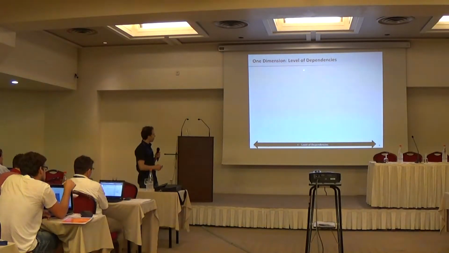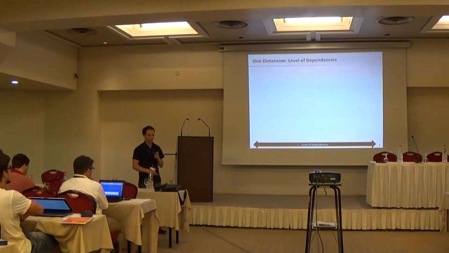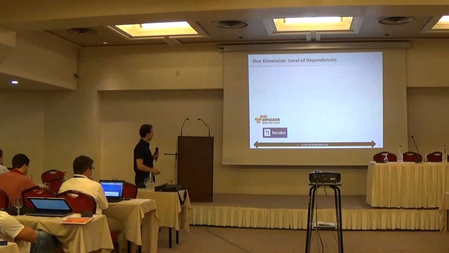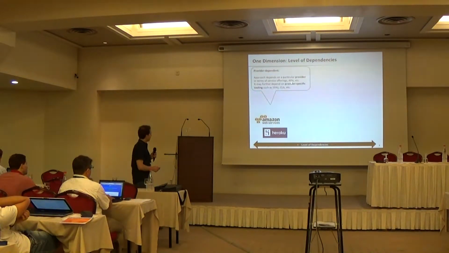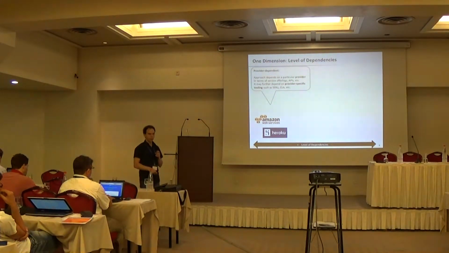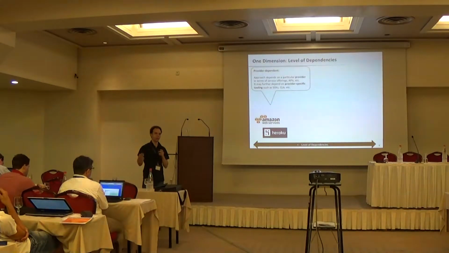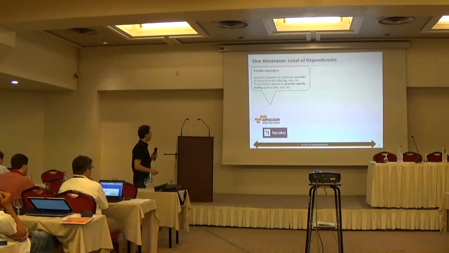For example, one dimension would be the level of dependencies, as I named it. So you have solutions, for example, like Amazon Web Services or Heroku, which is very similar to Bluemix conceptually. They are provider dependent. That means if you are using those services directly, you are basically locked in to, for example, Heroku. If you use their platform, if you stick to their services and build your application on this platform, it's very hard afterwards to move into another cloud. So you're bound to the provider.